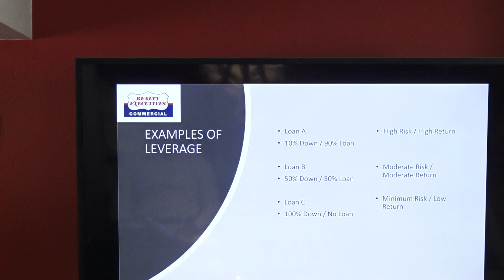All three are correct. So basically, the next time we go through this, we're going to break down the scenarios. We're going to talk about loan A. When you put 10% down, it's a higher risk, but also I get a higher return. Loan B, we're going to see 50% down. It's a moderate risk, and I only get moderate return. And then on loan C, if I put 100% down, very minimal risk, and very, very low return. We're going to be going over that when we do 105.